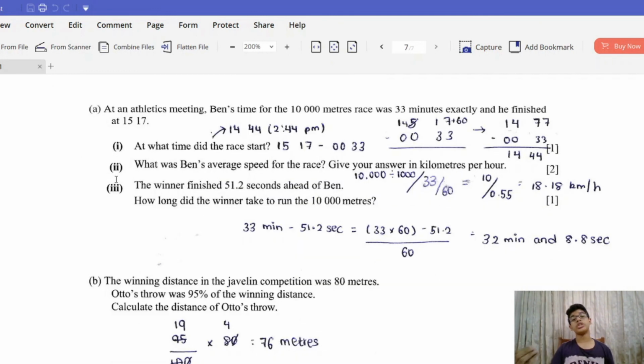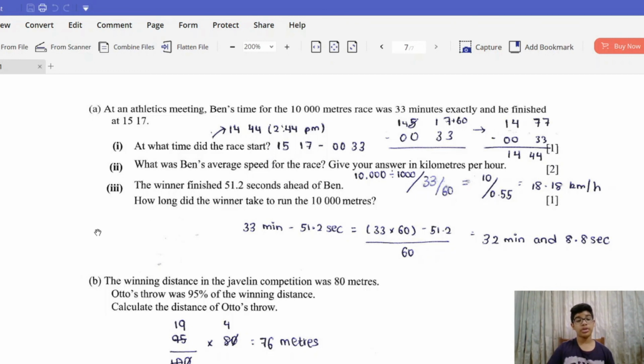Roman 2. What was Ben's average speed for the race? Give your answer in kilometers per hour. So we just need to convert that meters into kilometers. So 10,000 divided by 1,000 gives us in kilometers. Over the 33 minutes, we need to convert it into hours. So into hours, that is 33 over 60. We express this over 60 because 1 hour is 60 minutes. So that 10,000 divided by 1,000 is 10. 33 over 60 is 0.55. 10 over 0.55 is 18.18, and that is the speed in kilometers per hour.